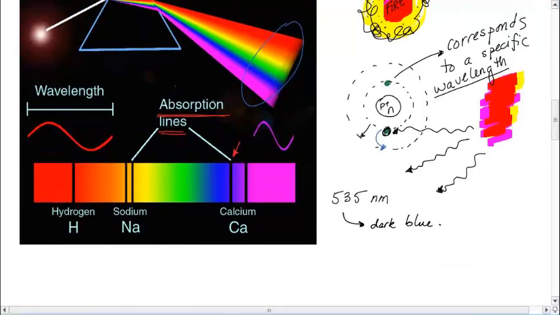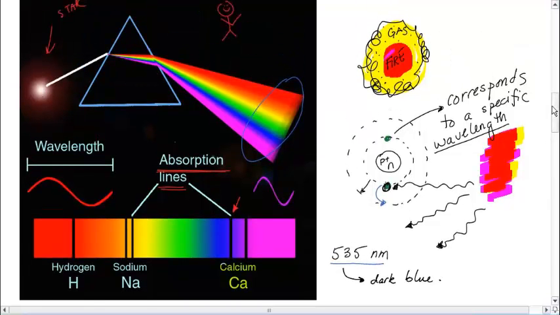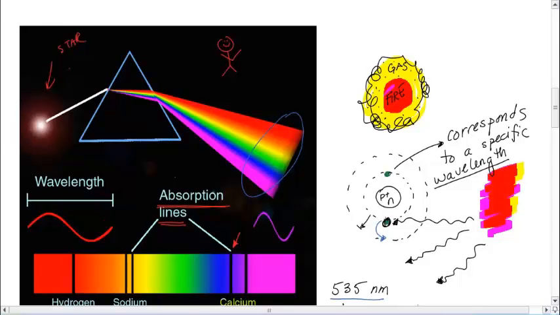Each element can only absorb a specific pattern of wavelengths. So, for example, you'll see over here that calcium absorbs 2 very specific wavelengths in the blue-purple region. So what does that mean? Well, that means that this star has to have calcium in it.